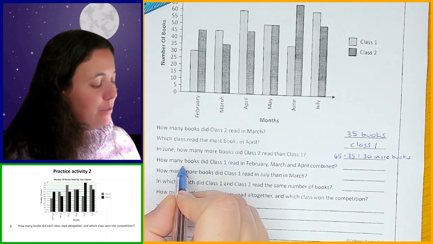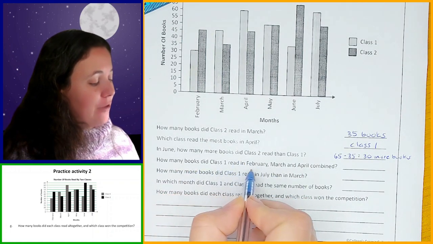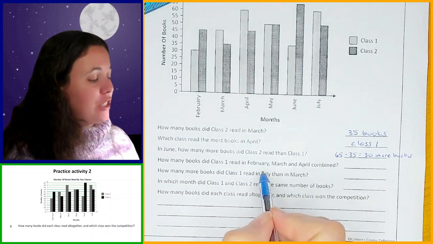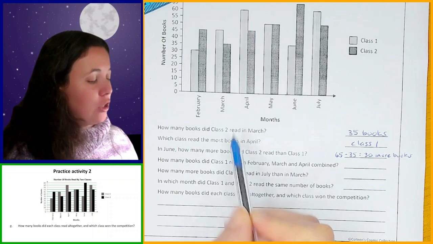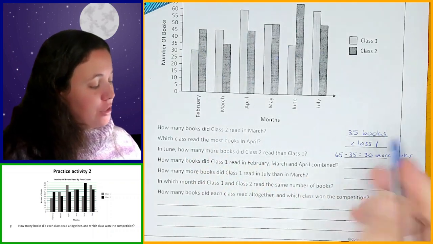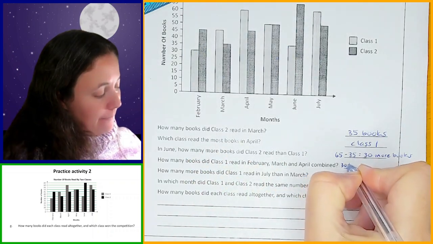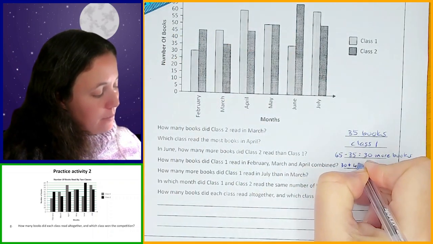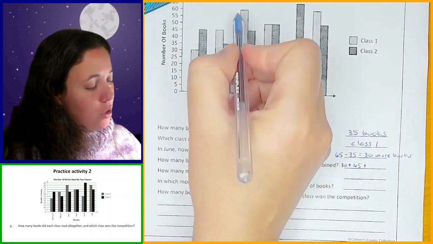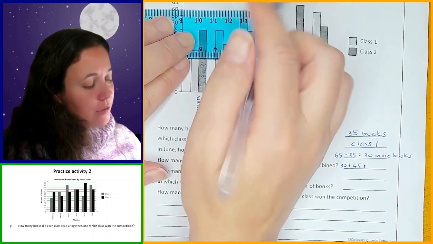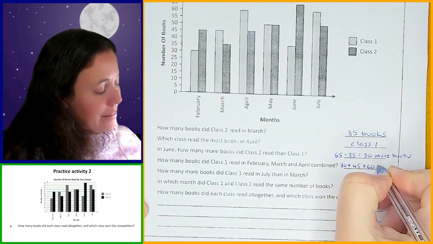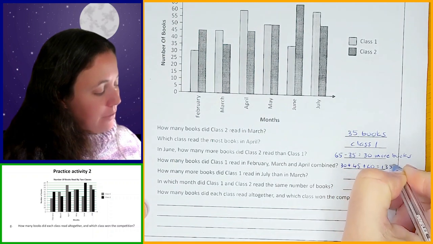Question D, how many books did Class 1 read in February, March, and April combined? So we need to add up the number of books that Class 1 read in February, which is 30, plus March, which is 45, plus April, which is 60. You can see over there, 60. And that gives us 135 books.